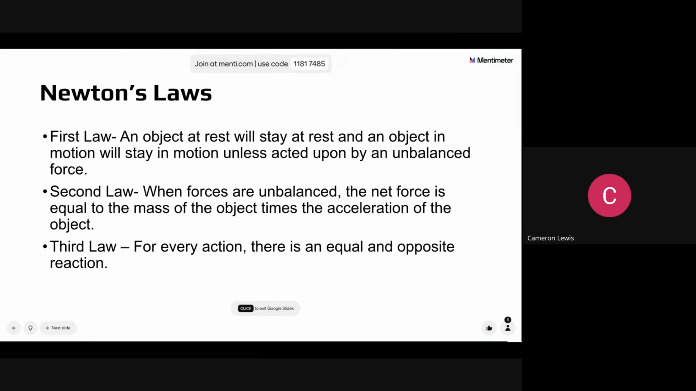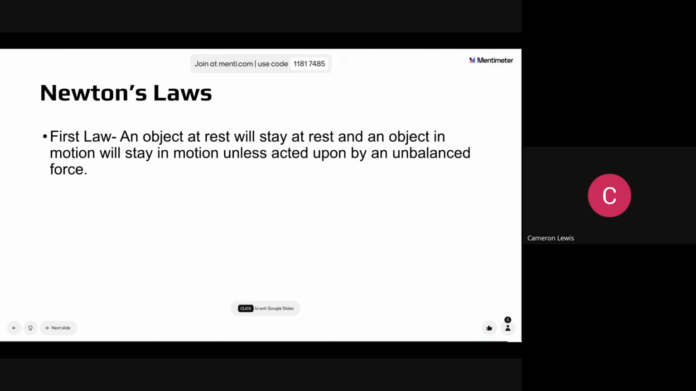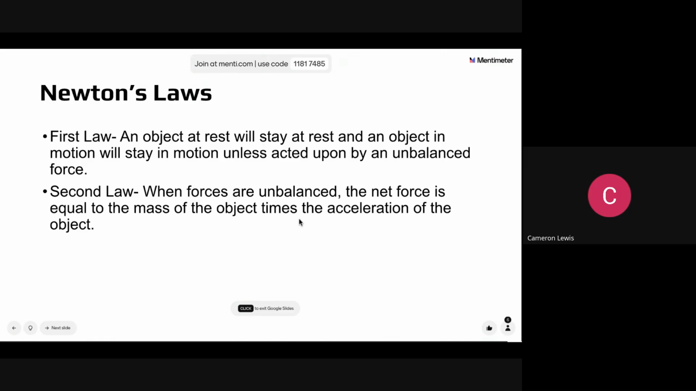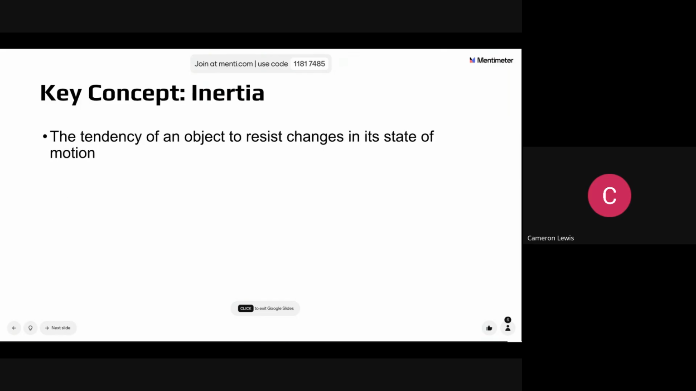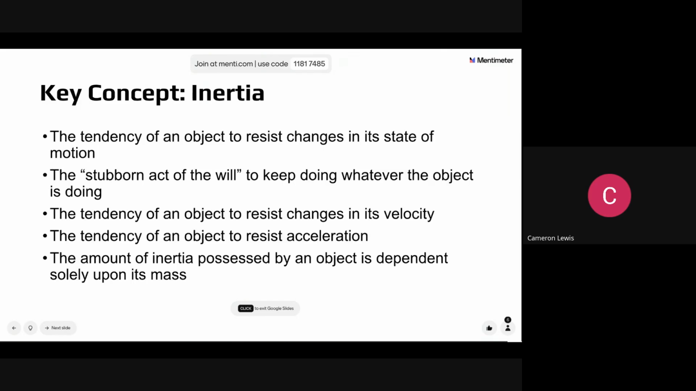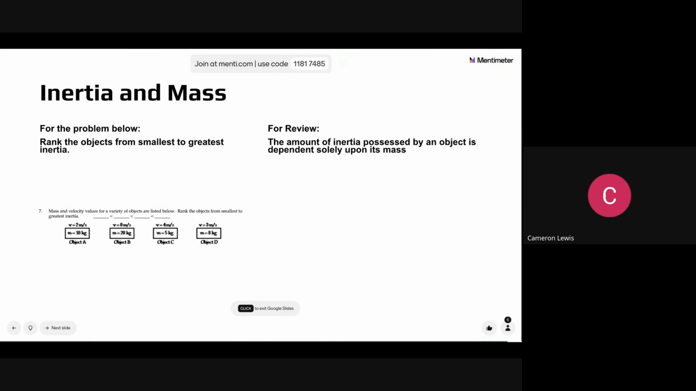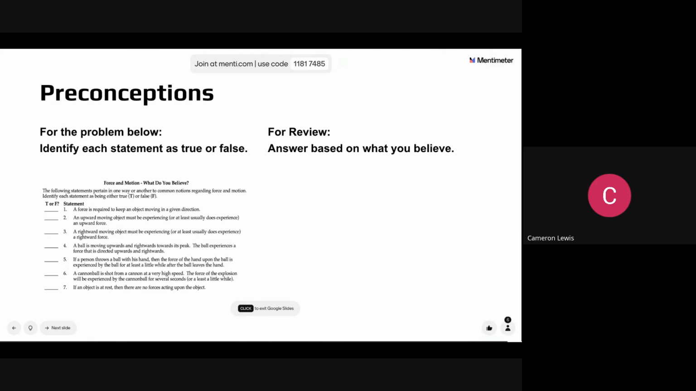We first established Newton's laws. The first law: an object at rest will stay at rest, and an object in motion will stay in motion unless acted upon by an unbalanced force. When forces are unbalanced, the net force is equal to the mass of the object times the acceleration of the object. And then the third law: for every action, there is an equal and opposite reaction. But I took my time in breaking it down. We talked about inertia. The tendency of an object to resist change in its state of motion is dependent solely upon its mass. We've seen that as well.